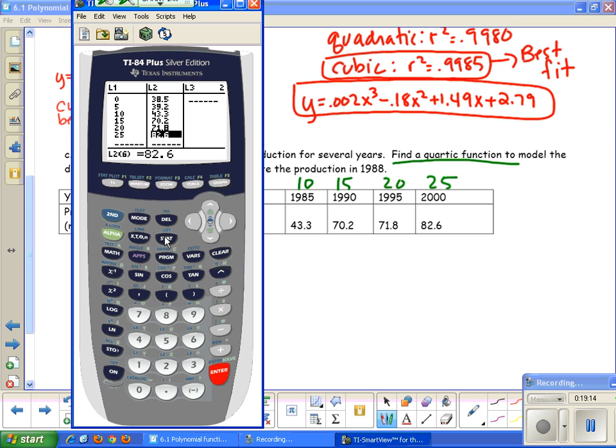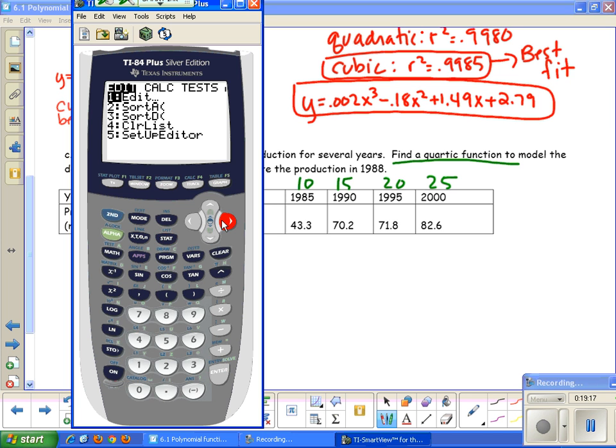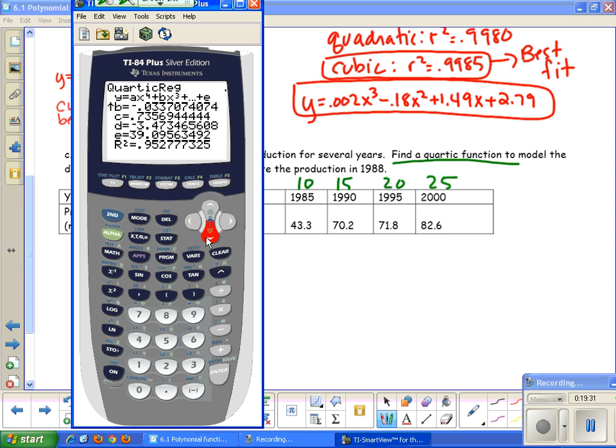So now that I did that, I'm going to go to stat, calculate, and we want, notice number 7 is quartic, so number 7. And enter. See this arrow down here? If I hit this down arrow, it gives me my r squared value, which is 0.95277, etc., which is a pretty good model for the data. And so these give me all the values. If I scroll back up, I can get my A value. So this is going to give me my equation that I need. So you should write that down. I'm going to write down in just a minute.